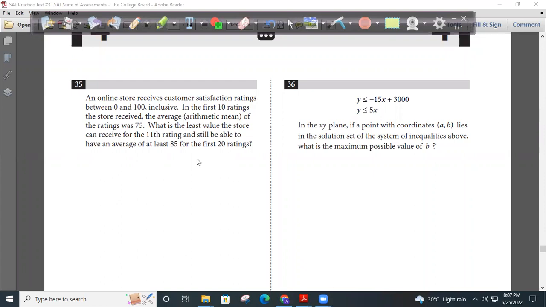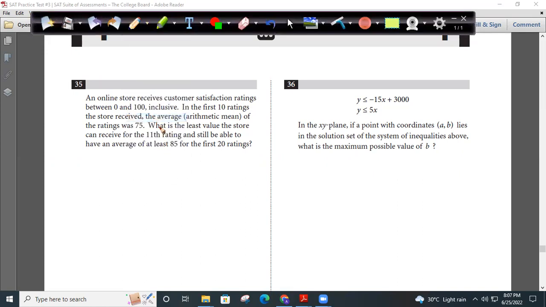An online store receives a customer satisfaction rating. It is a simple question based on averages. Okay. So let me solve it and give you the answer. Let me tell you what the answer should be for this.